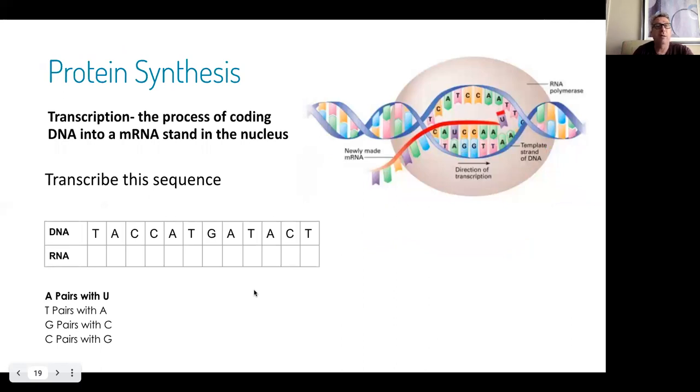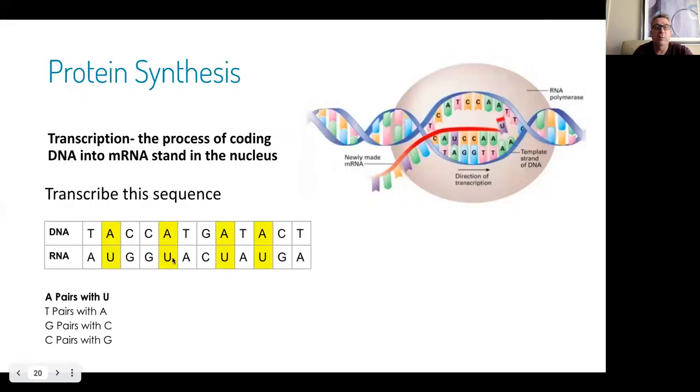This is the same thing. So this is just transcribe the sequence. And again, you can pause the video and see how you do.